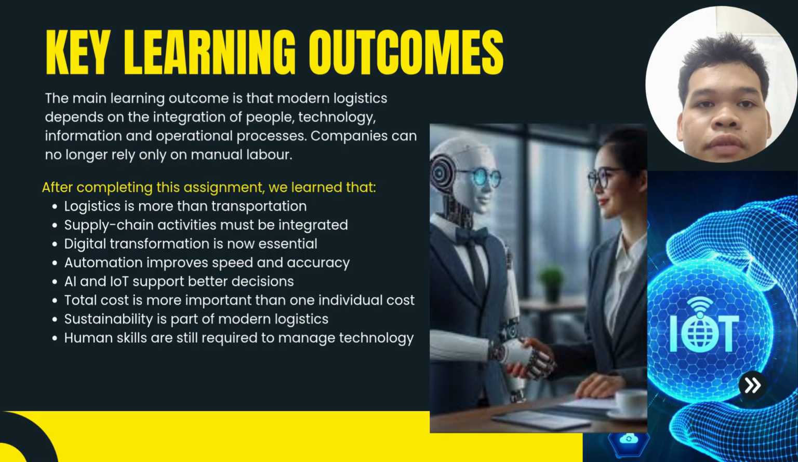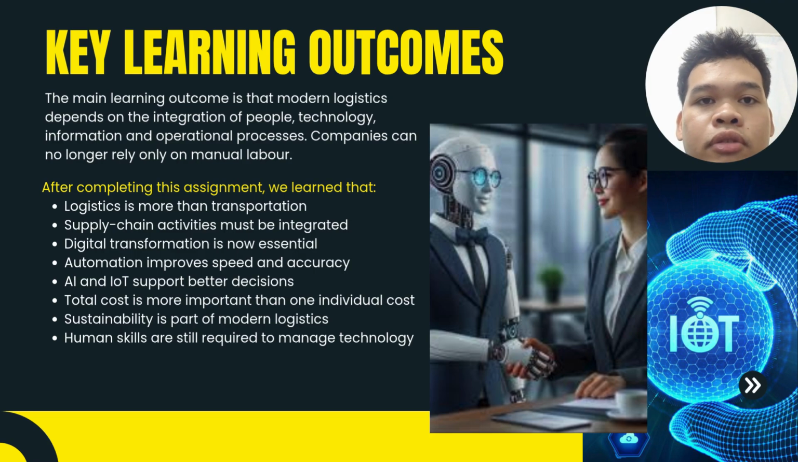Second, supply chain activities must be integrated. All parts of the supply chain, such as suppliers, warehouses, and transport, must work together as one system to avoid delays. Next, digital transformation. Digital transformation is now essential to improve speed, accuracy, and operational control.